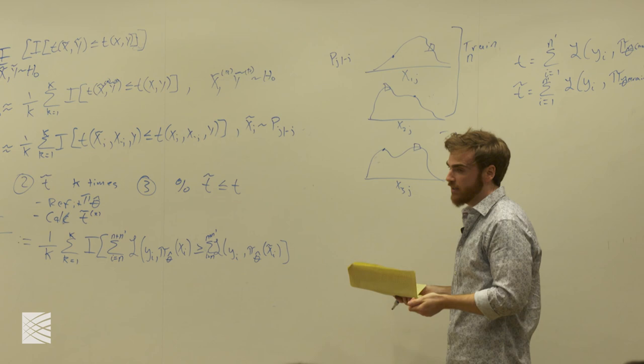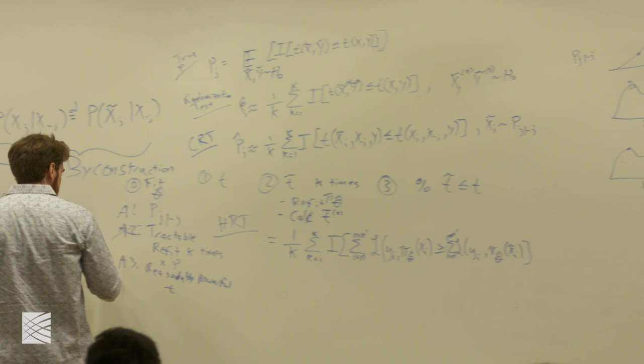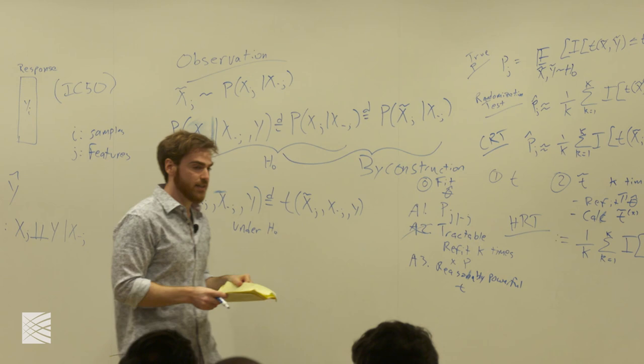Yep. So basically, you're getting rid of the requirement that you refit it k times. Exactly. Yeah. So that's going to be our first thing that we're going to cross out now. Right? So it makes this thing tractable for neural networks, for random forests, things that might take a long time to fit.